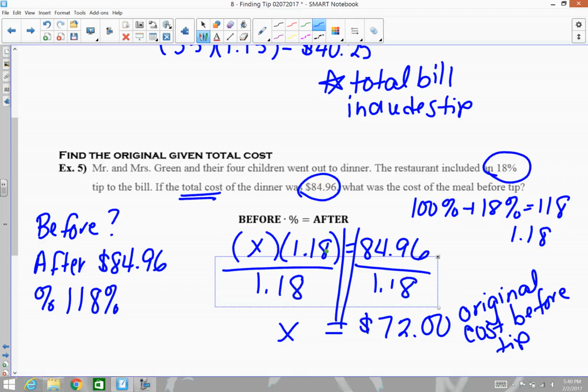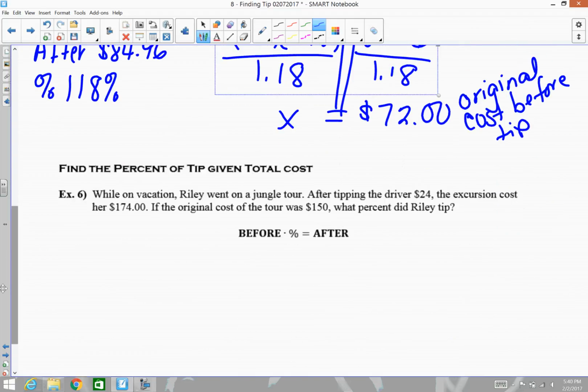Okay, when you're ready, scroll down. We have one more to do.